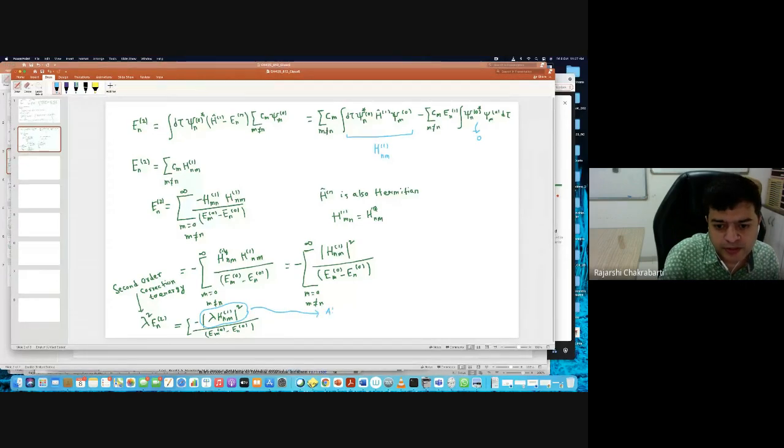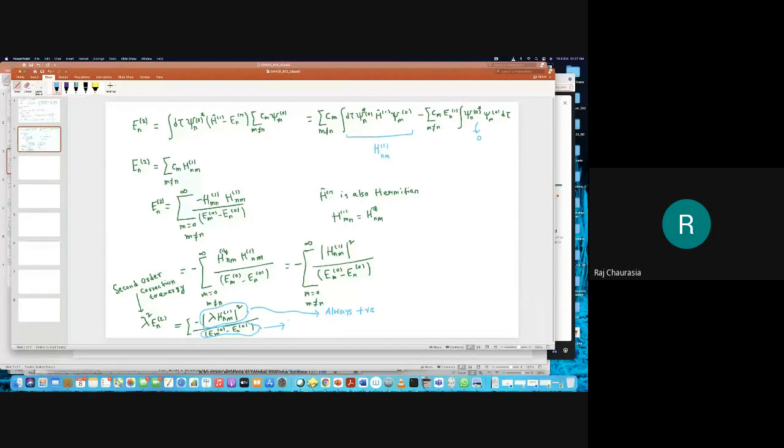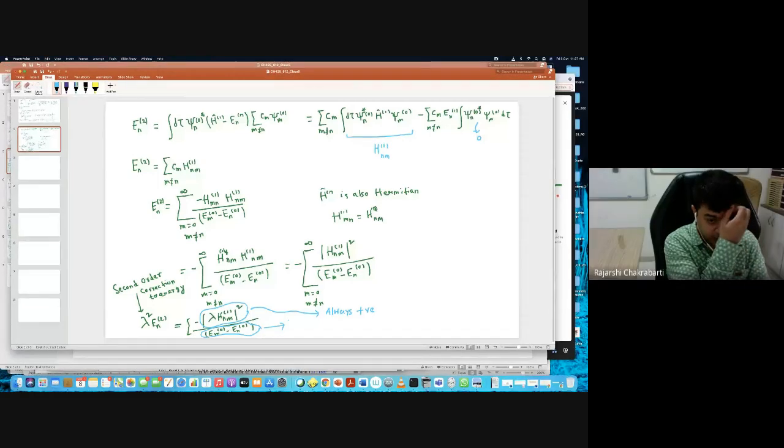Always positive? This one is positive, always positive. What about this one? Negative. No, E_m^0 minus E_n^0. Is it negative or positive? How do you know? It can be anything, positive, negative, or zero maybe. No, it is not zero, because m is not equal to n.